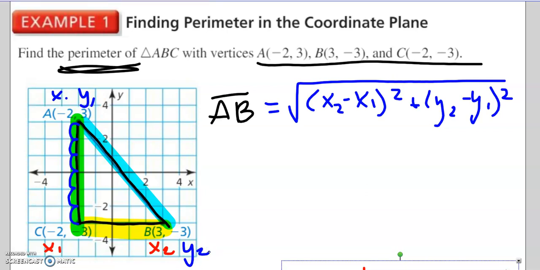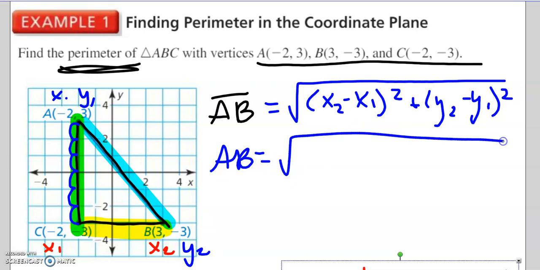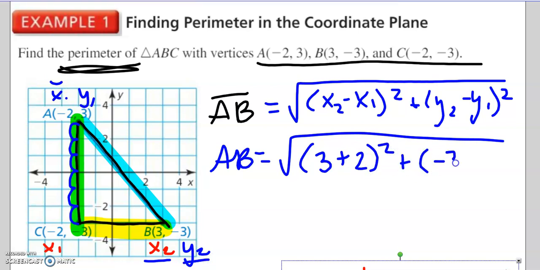And now we'll continue to find the length of AB equals the square root of x2. What's my x2? 3 minus my x1, negative 2. So I'm going to write plus 2, right? Subtract a negative gives me a positive. Y2 is negative 3 minus y1, which is 3, squared.